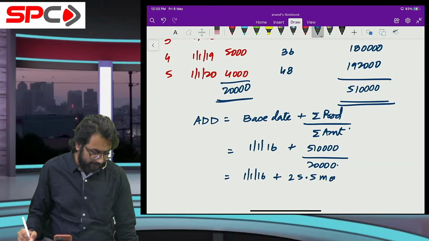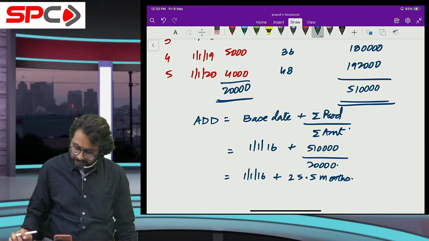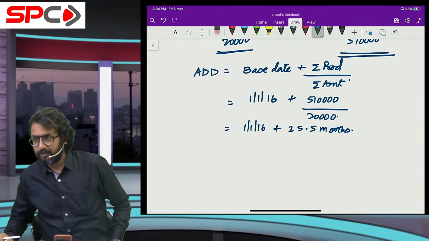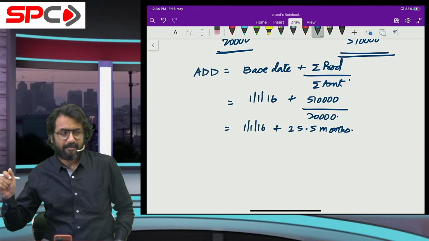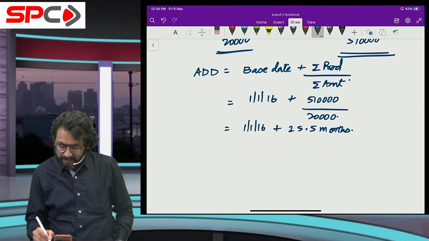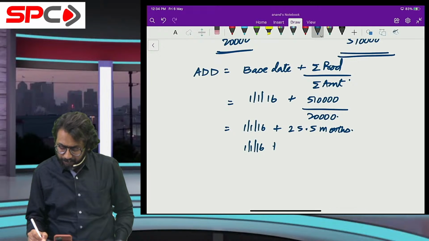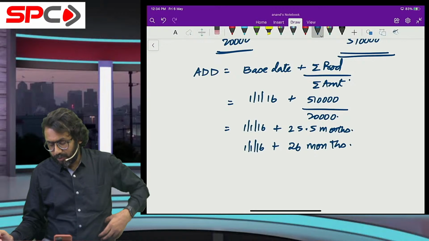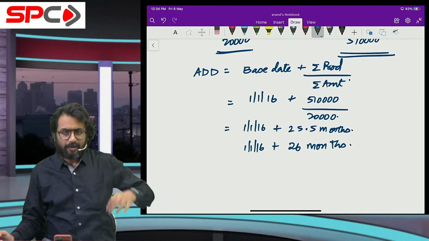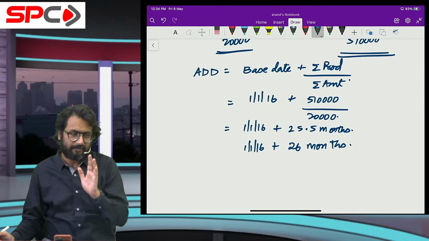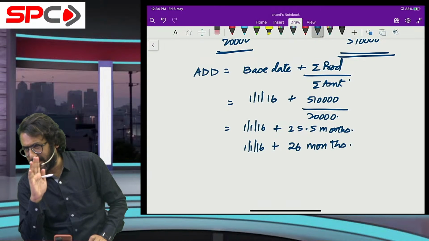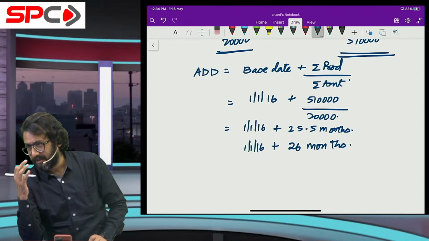25.5 months. So if I have to round off, can I not say 25.5 months? You remember we used to round off to the next. So can I not say 1116 plus 26 months? So 24 months, if I add, I get into 1117. 24 months if I add, I get into what? 1117. I have to add how many more months?